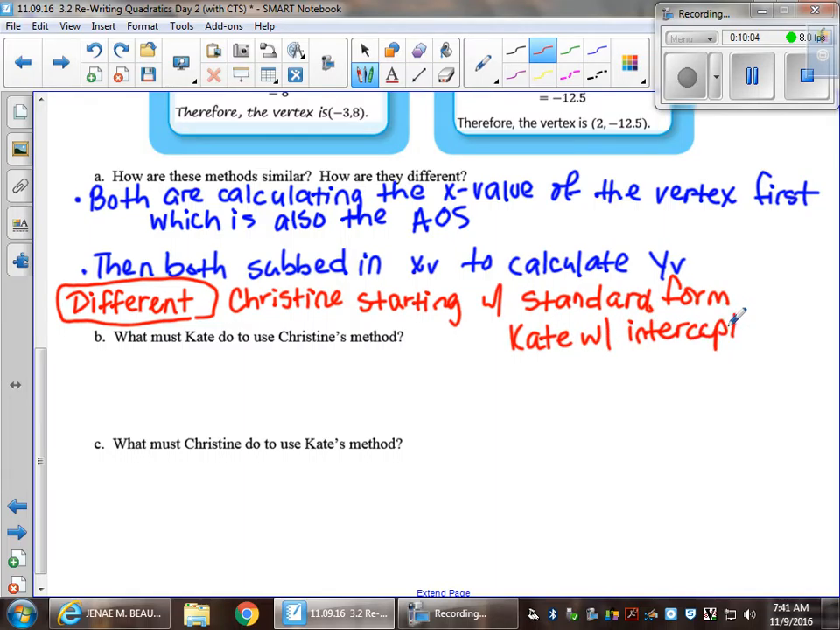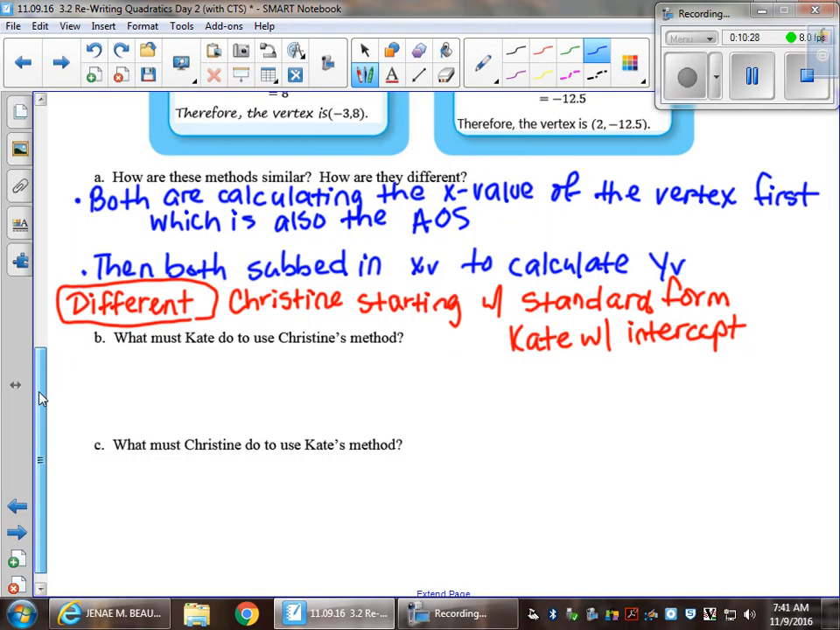We're going to really pay attention to our vocabulary today because having a strong connection between the name of a function and what it actually looks like is going to be very important. So Christine is starting with standard, Kate is starting with intercept. Now that we know that, B asks, what must Kate do to use Christine's method? What would she have to do? Rewrite it in standard form.